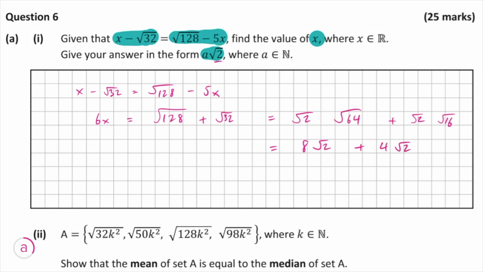So 8 root 2 plus 4 root 2 is equal to 12 root 2, and that will bring us exactly back to where we got to with the calculator, which is that 6x is equal to 12 root 2, meaning that x is equal to 2 root 2. So that's the answer. Regardless of how you did it, it's going to be worth 10 marks.